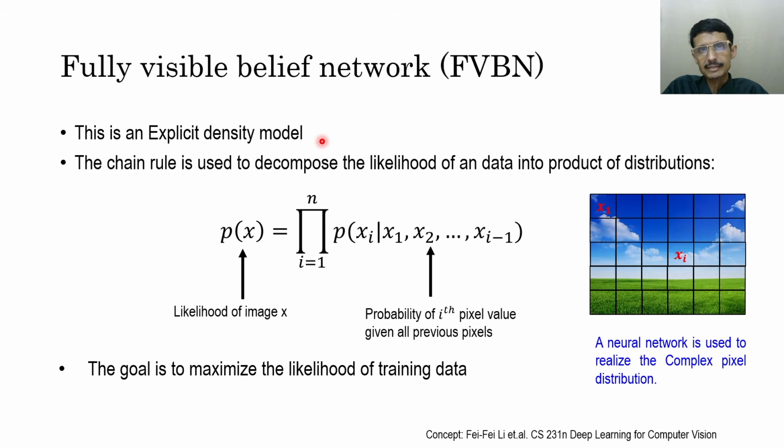Here, this is an explicit density model that we have seen. The chain rule is used to decompose the likelihood into a product of distributions, and the goal is to maximize the likelihood of the training data, as a neural network is used to model the complex pixel distribution. So this is the FVBN, the fully visible belief network.